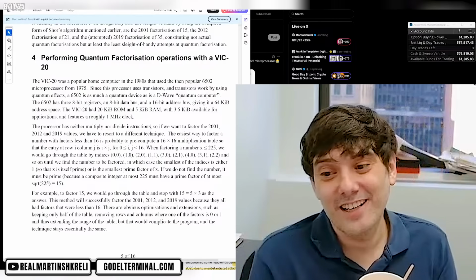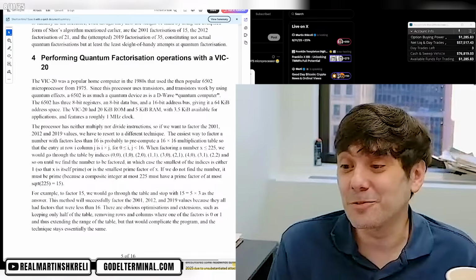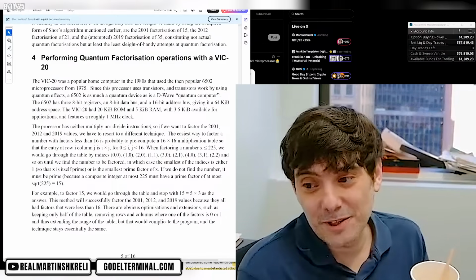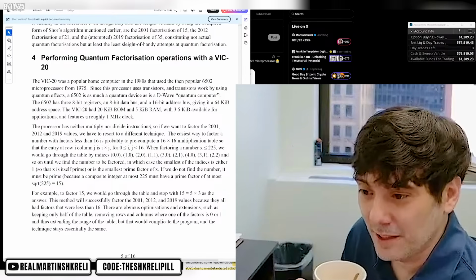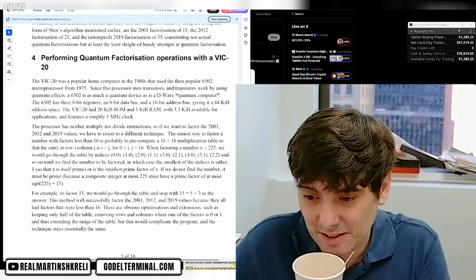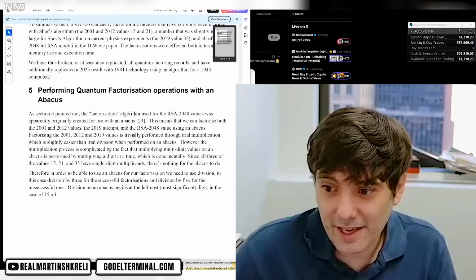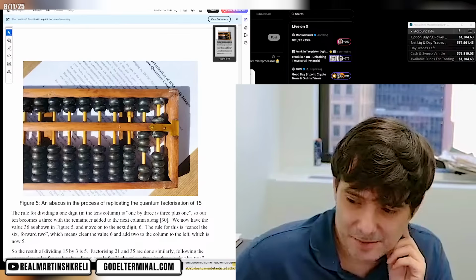The processor has neither multiply nor divide instructions. Well, we can't all be perfect. So if we want to factor 15, we have to resort to a different technique. The easiest way is to pre-compute a multiplication table. And I guess do a lookup or something. That makes sense. Then you went to the abacus. Nice abacus. We can do abacus SPAC.